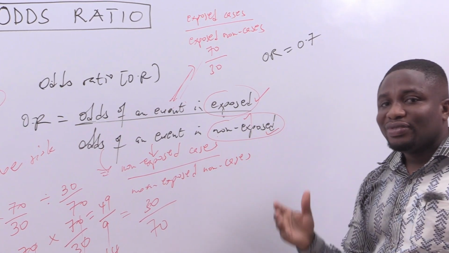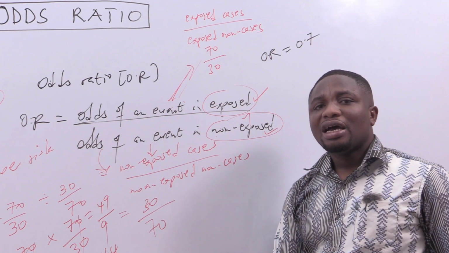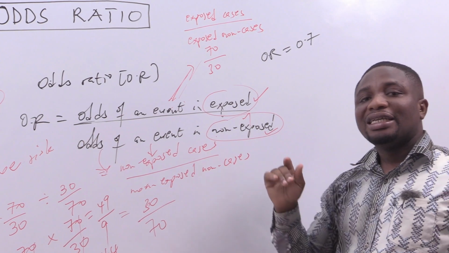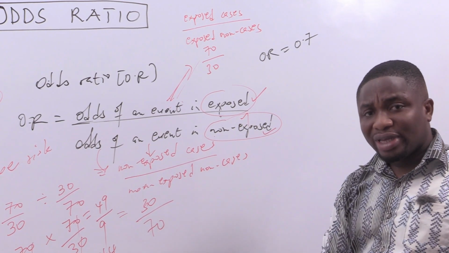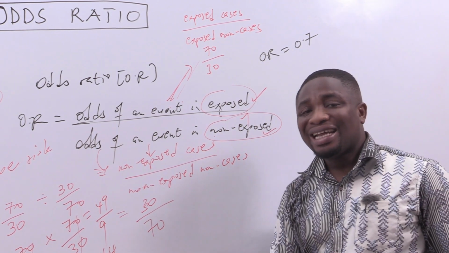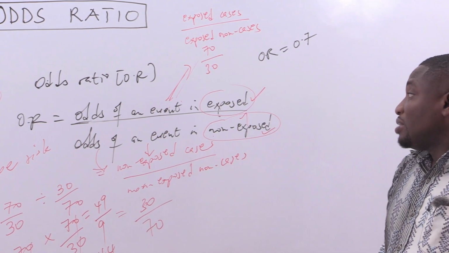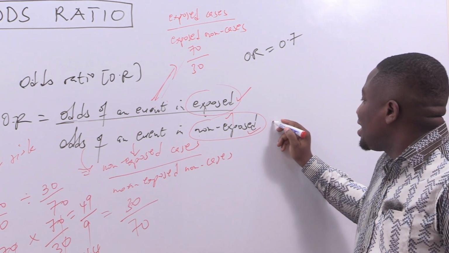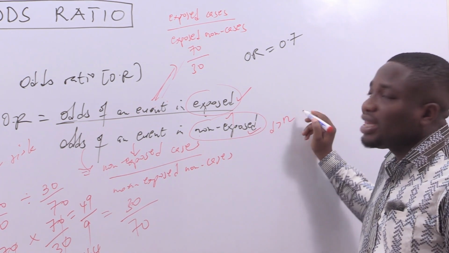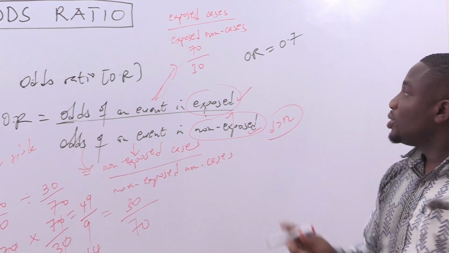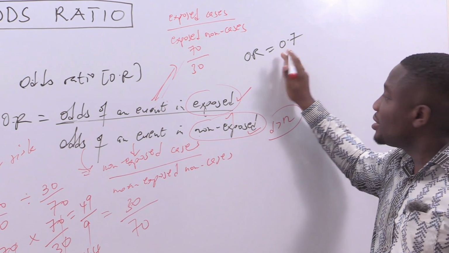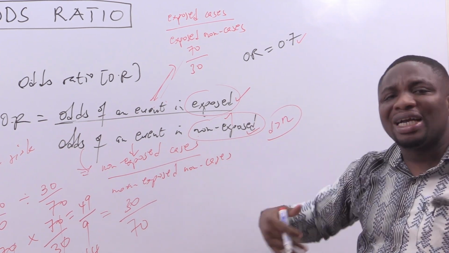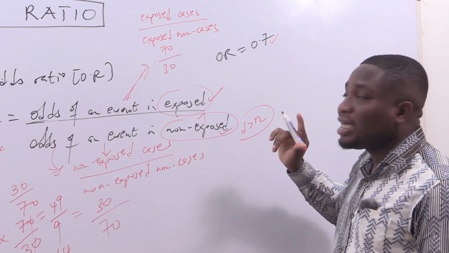It means that, first of all, the exposure is a protective one. And again, the odds that the disease will occur in the non-exposed is greater than that in the exposed, because for you to have a number less than 1, it means that the denominator is greater than the numerator in mathematics. That's what it means. So if we are saying the odds ratio is equal to 0.7, and we are saying that it's a protective risk, by how much is it protecting? So this is how we calculate it.